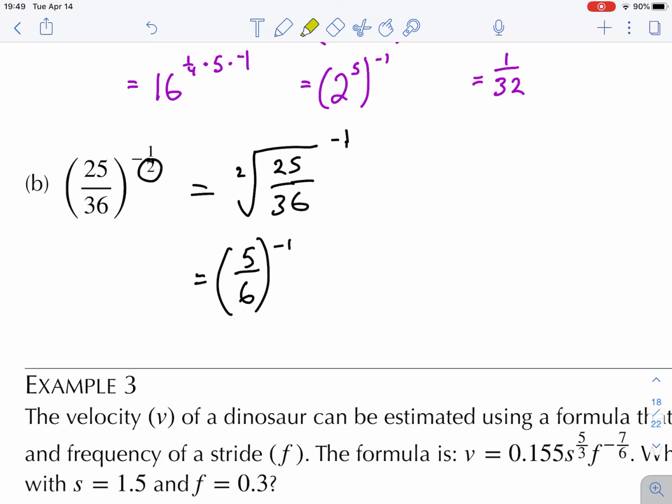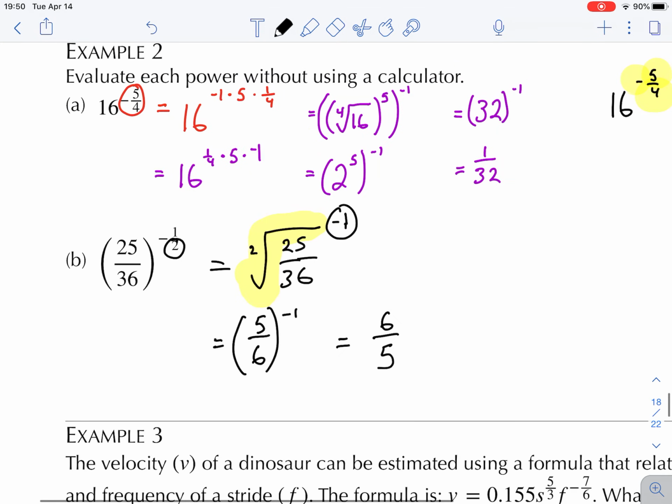I need to put brackets around here. This radical sign right here acts as brackets, keeping the whole 25 over 36 together and making that -1 apply to everything. Once that radical sign is gone, I need to put parentheses around my fraction so that the -1 applies to everything. Now I'm just left with a -1, which just means reciprocal. So I just reciprocal it, 6 over 5.